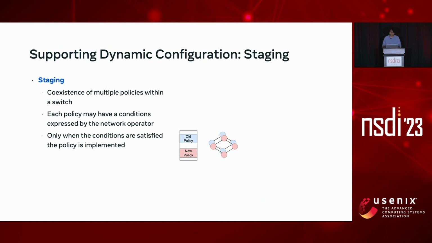So let's take an example. In this example, we have the network which has implemented both the old and the new policies. The old policy is represented by blue, and the new policy is represented by red. Now we have two prefixes, prefix 1 and prefix 2, which have subscribed to the old policy. The network operator could specify a condition to match on prefix 2 and switch to the new policy. Similarly, they could say to match on prefix 2 and 1 to switch from the old policy to the new policy.